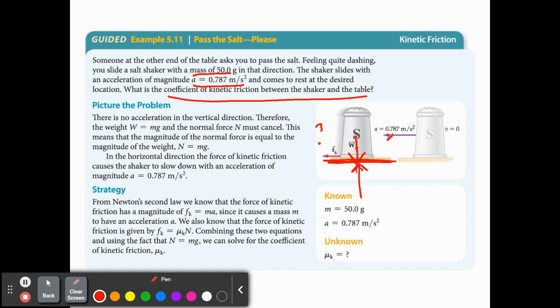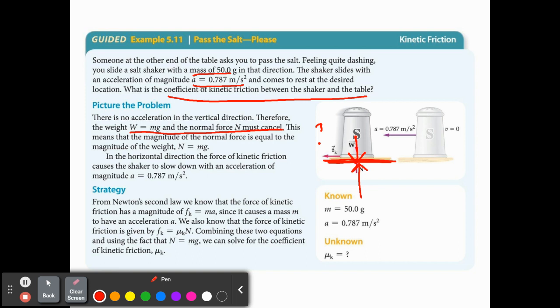There's no acceleration in the vertical direction. All right, so we are not picking it up, are we? No. All we're doing is sliding it. Okay? So our only acceleration is in the x direction, not the y direction. Okay? So if that's the case, then the weight and the normal force have to cancel out. Okay, so I want to make sure we understand that part right there first.